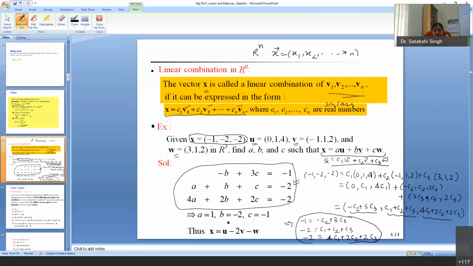Now, as you got finite values of a, b and c, you are able to write the vector x as a linear combination of these three vectors by putting the values of a, b, c. If somehow we are not able to get the values of a, b and c by solving this system of linear equations, then we will say that we are not able to write the vector x as a linear combination of the given three vectors. If we are easily able to get the values of a, b, c, then we can write the vector x as a linear combination of the three vectors u, v and w.